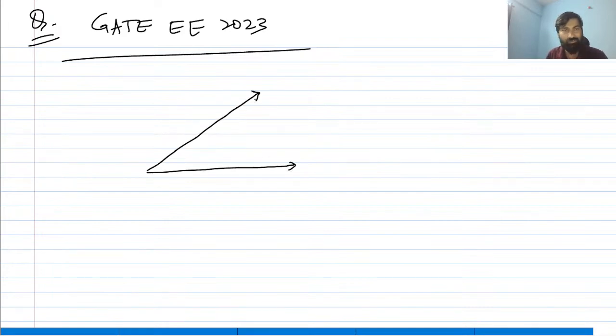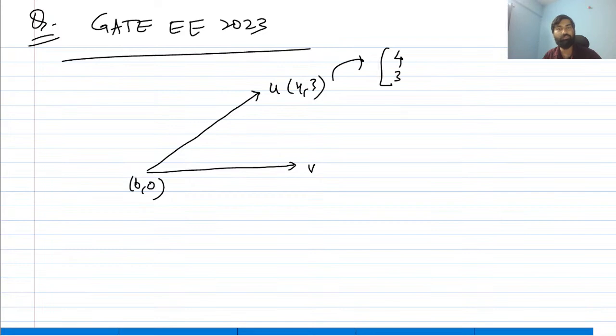This is 0, 0. This is a vector u, and this is vector v. The vector u has coordinates 4 and 3. Coordinates mean this is the first component and this is the second component. In terms of a column vector, how will you write it? This is 4 and 3. And this is vector v, which has coordinates 5 and 0, so in column vector form you can write 5 and 0.